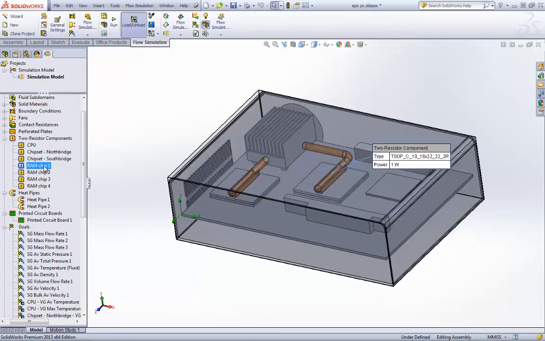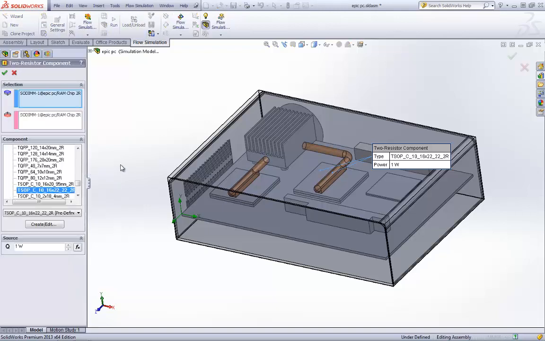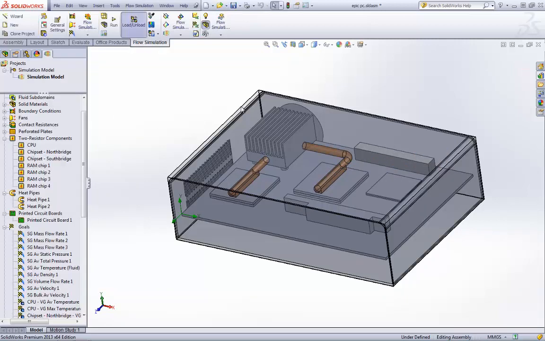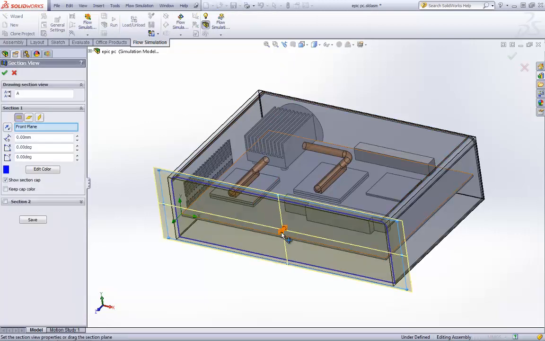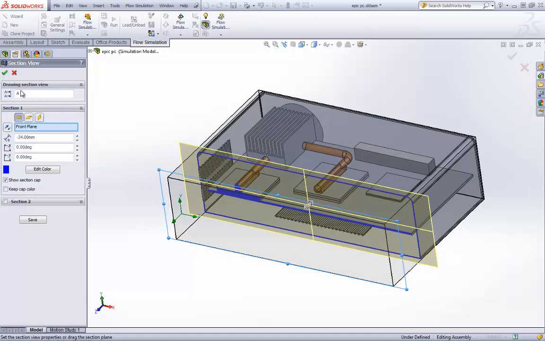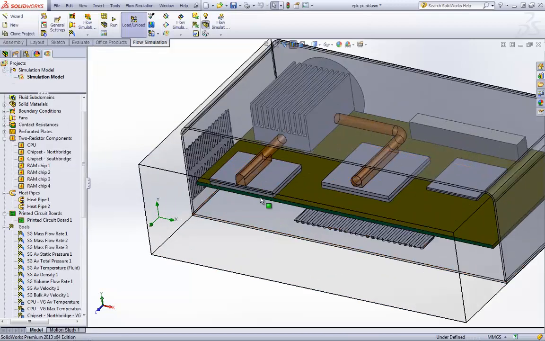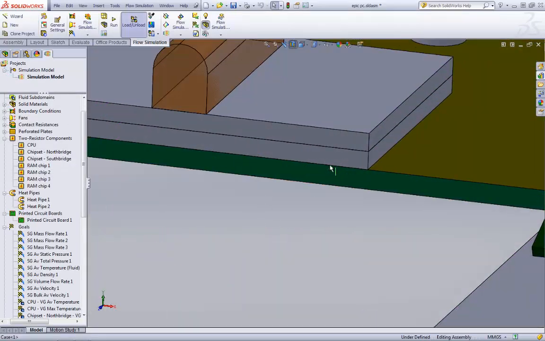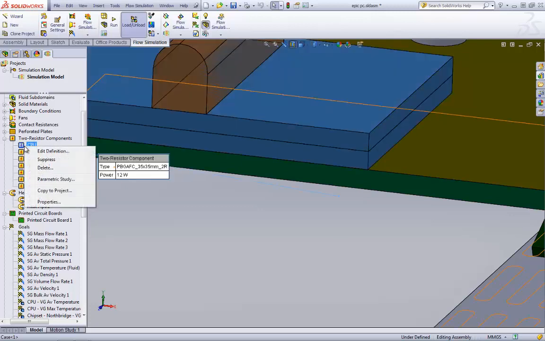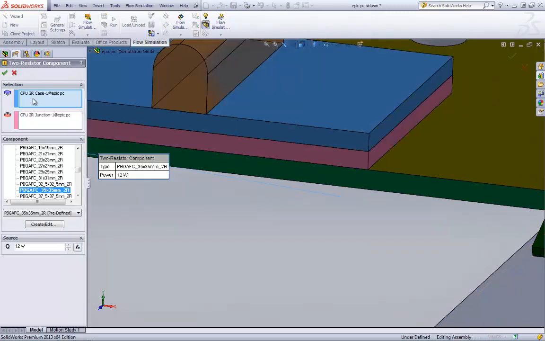Let's talk about how to set these up. If I just edit the definition of one of these, you can see here that basically what you do is you pick the case body and then the junction body. So that's important to note. If I section this model to here, we'll take the CPU for example. We can see that we have two actual components in here, one for the junction and one for the case. And you have to make sure that you pick the correct one. All right, so we see the case and the junction.